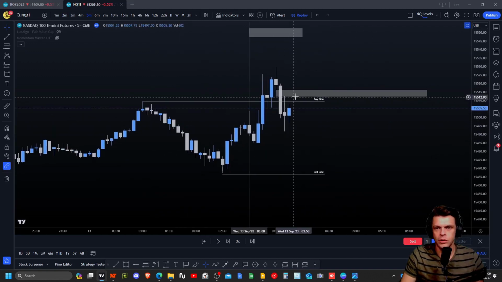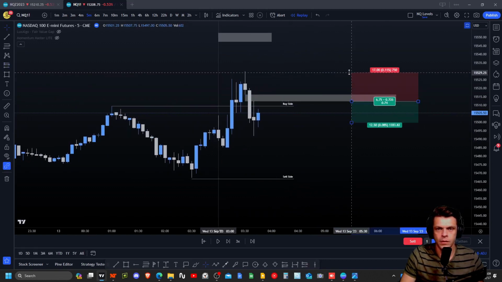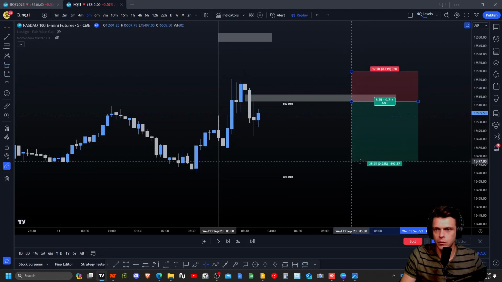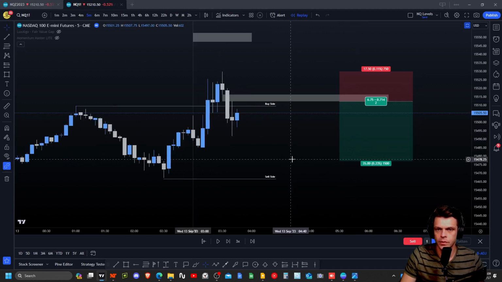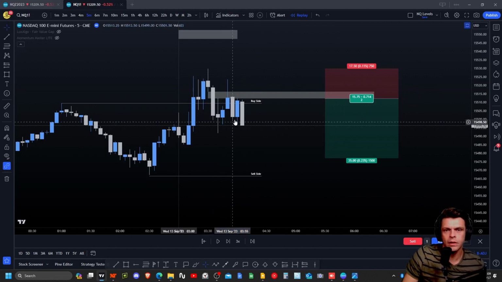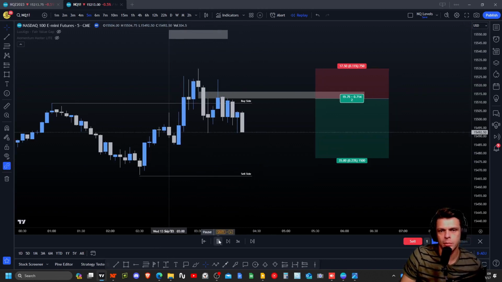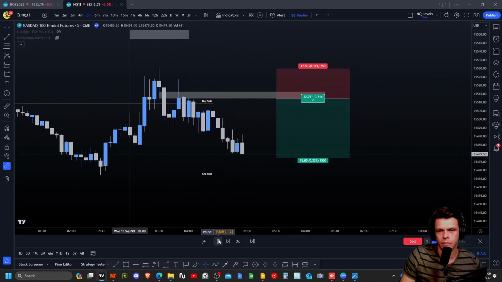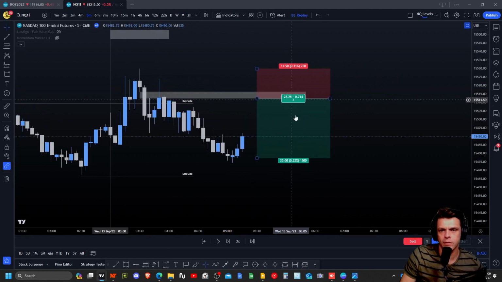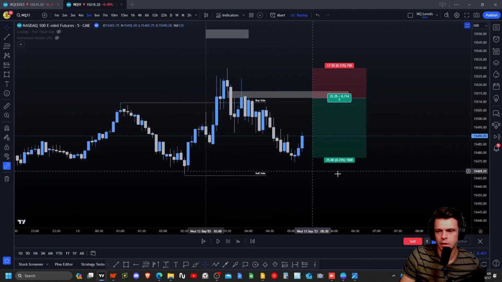Okay, so we are targeting that fair value gap. Stop at the high. And we are targeting a 2 to 1 risk to reward ratio. Just like that. Let's see what happens. Okay, so right there, tripped us in, didn't take us out. So let's see if it goes to our TP. Boom, right there for 35 points on the NASDAQ. Right, so that's been the second example.